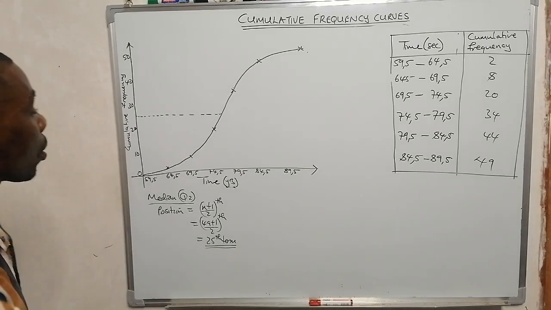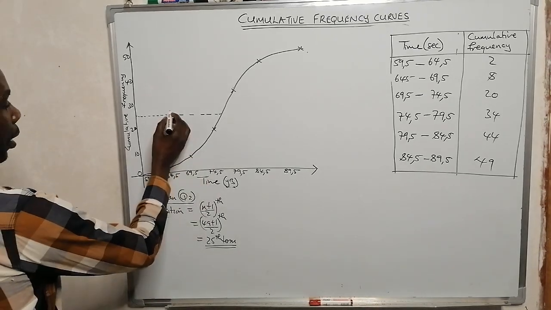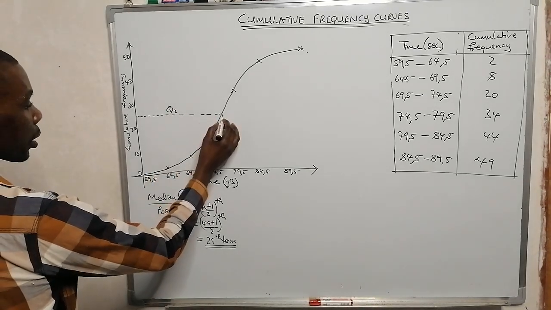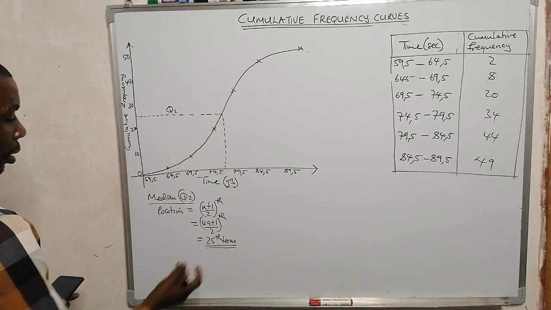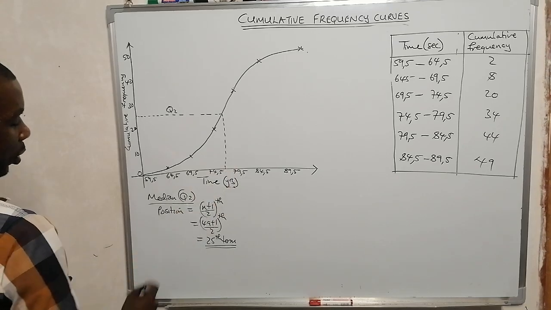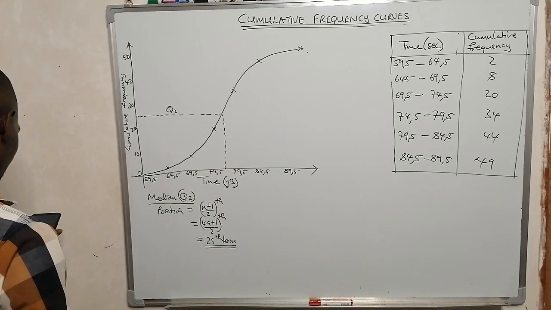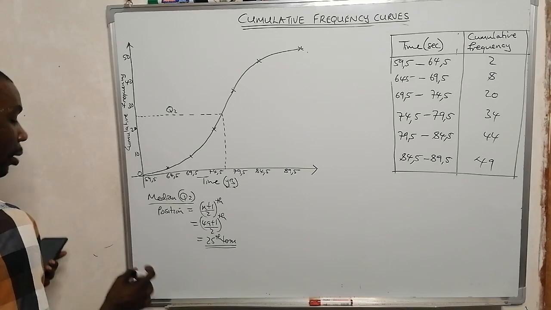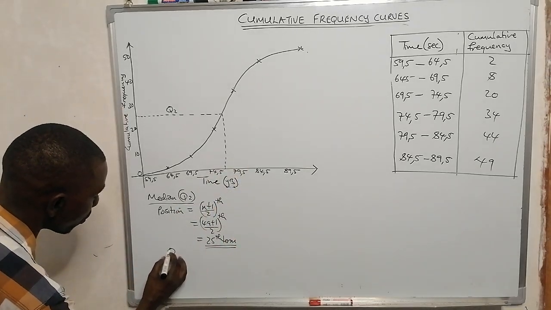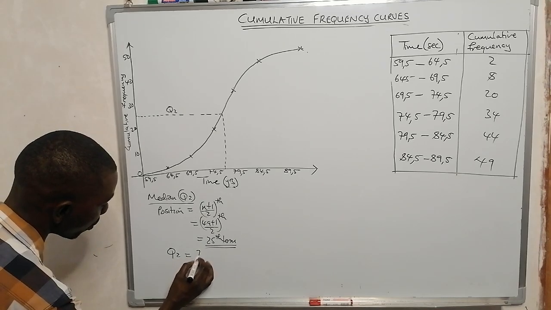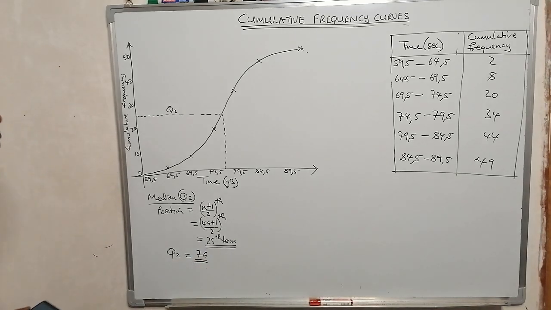From your graph, this is your Q2. You are going to count your boxes. You can see that it is between 74.5 and 79.5, which is something like 76. You can estimate our Q2 is approximately equal to 76, right?